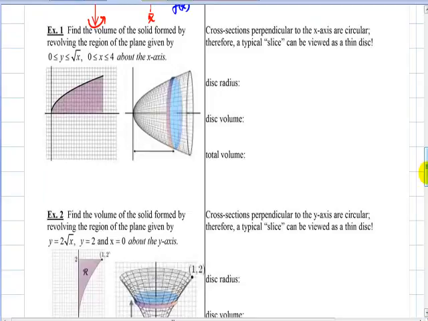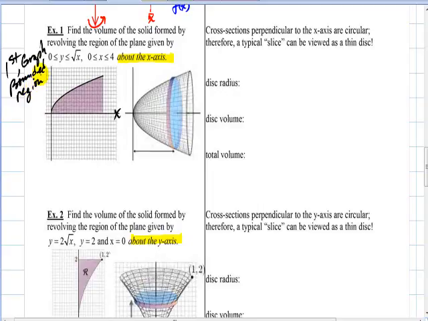Okay, so we're going to take a look at two situations here. One, we're going to revolve around the x-axis right here. And the second example, we're going to revolve around the y-axis. The very first thing you're going to have to do is graph the bounded region. So first, graph the bounded region. You're going to have to do this on your own.